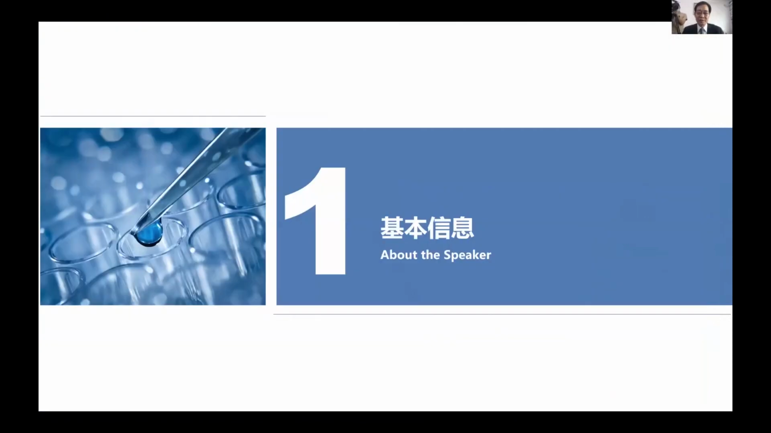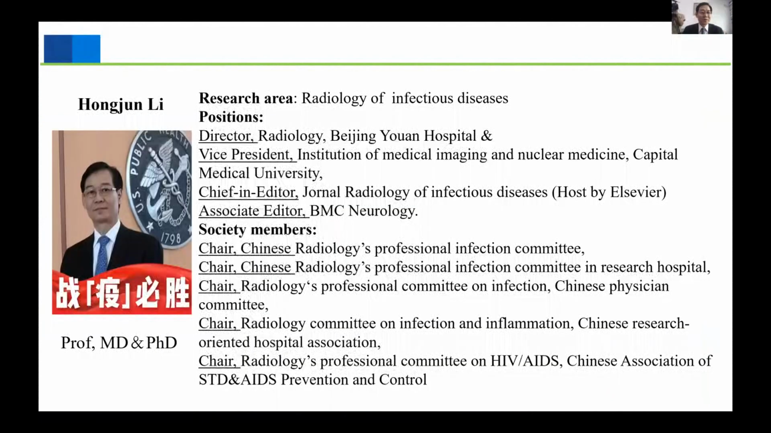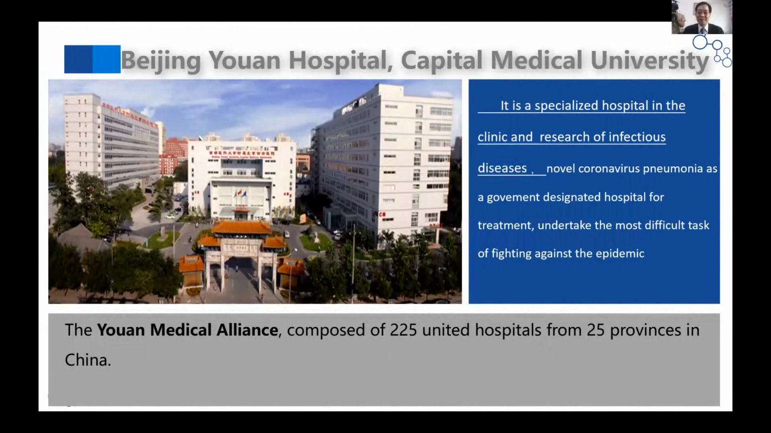First, I want to introduce the speaker information. My name is Hongjun Li. I'm interested in research in radiology and infectious disease. I'm working in You'an Hospital, Capital Medical University, Beijing, in China. You'an Hospital is a specialized hospital in clinical and research infectious disease. The You'an Medical Alliance is composed of 225 unit hospitals from 25 provinces in China.